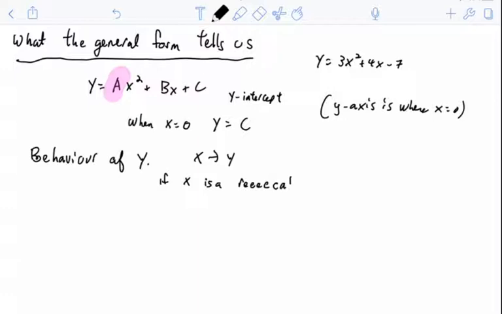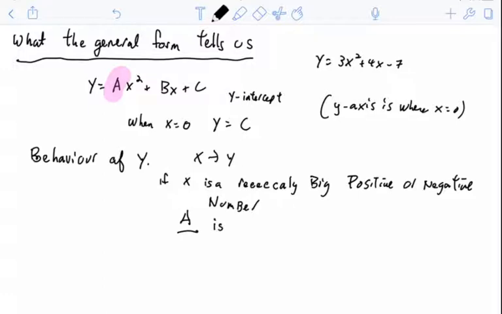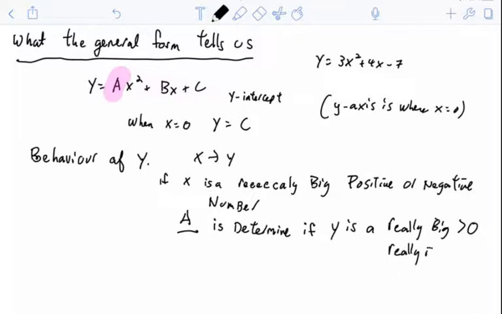Really big positive or negative number, that coefficient is going to determine if y is a really big positive number or a really big negative number. Let me elaborate on that.